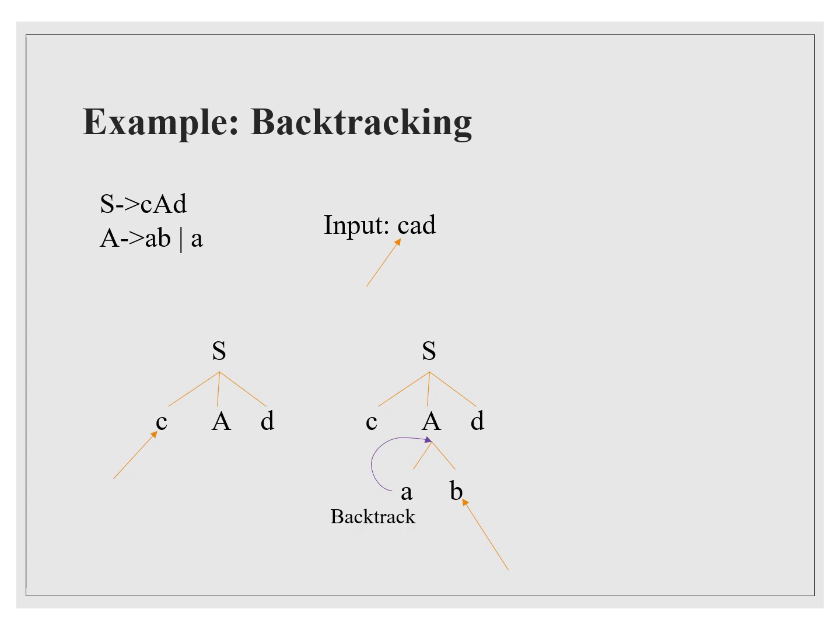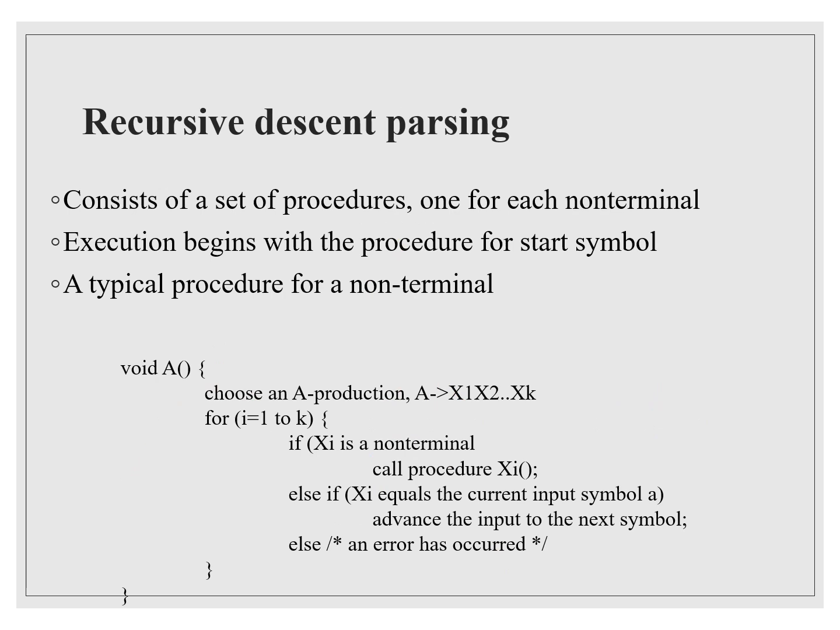Backtrack means one step back. In simple words, we can say backtrack means an undo operation. Let us undo the operation and now replace it with A. So what will we get? We'll get the correct string now. CAD is the correct input.